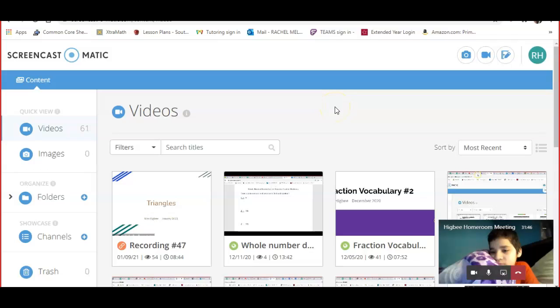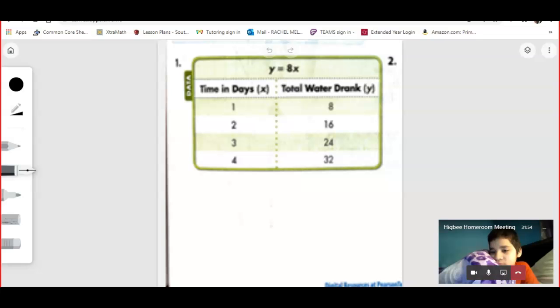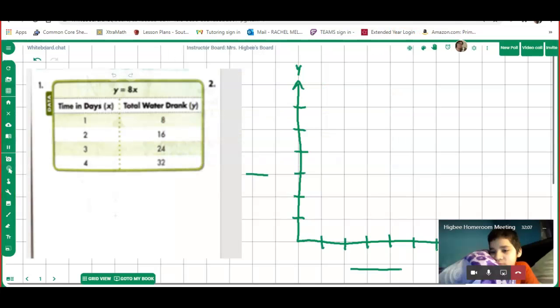I am going to walk you through doing one on the whiteboard app, and then you will graph one on the whiteboard. We're going to take this one, which is y equals 8x, and we're going to graph it. I have it ready on here. Nobody should be in the whiteboard chat because I didn't invite you yet. You should just be paying attention here.